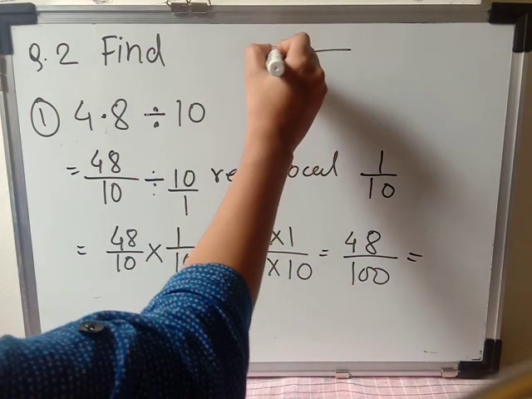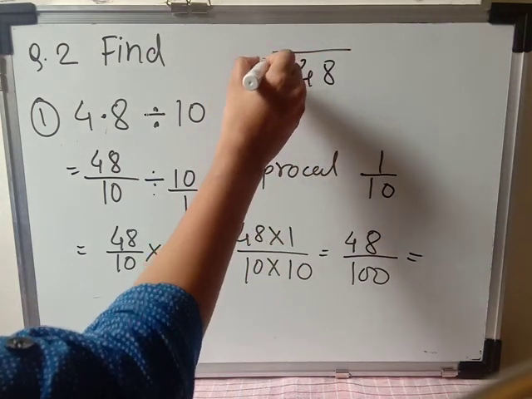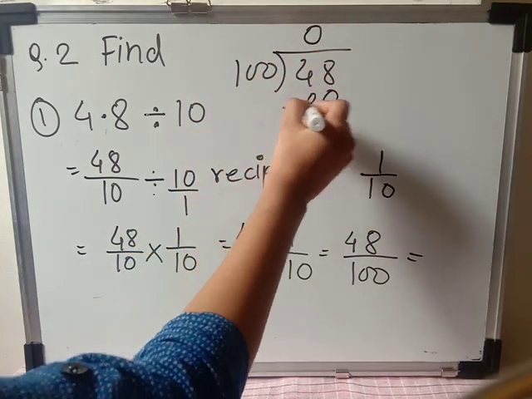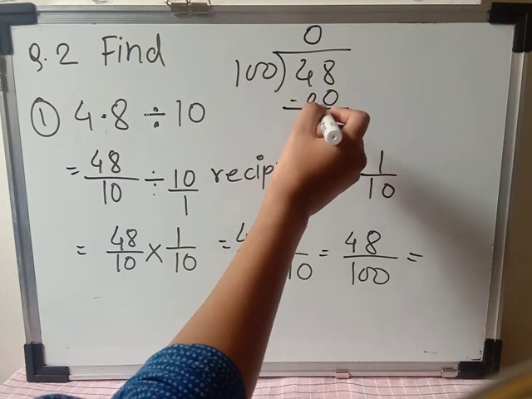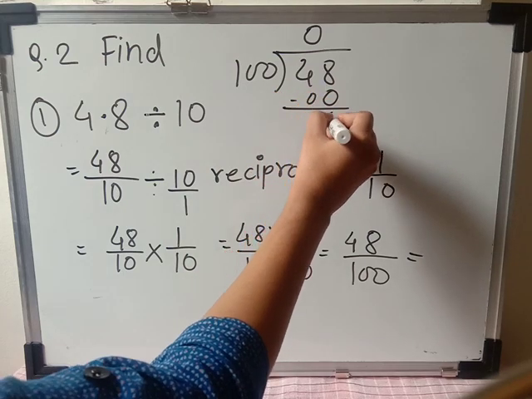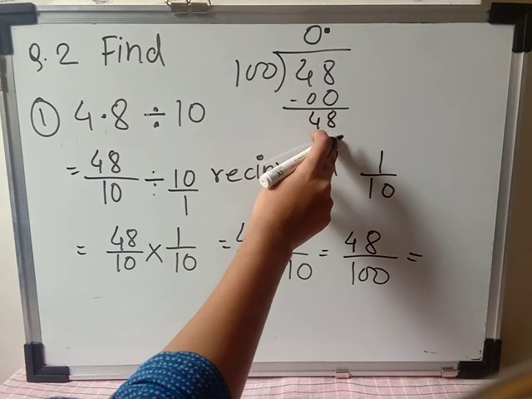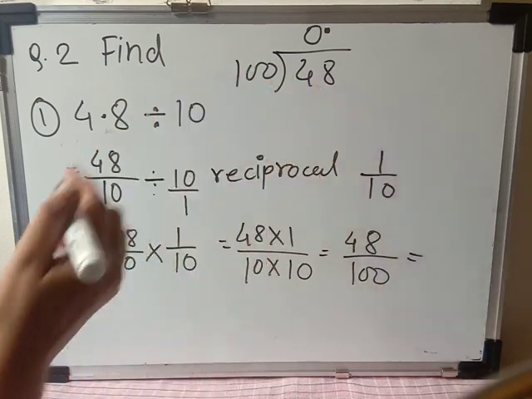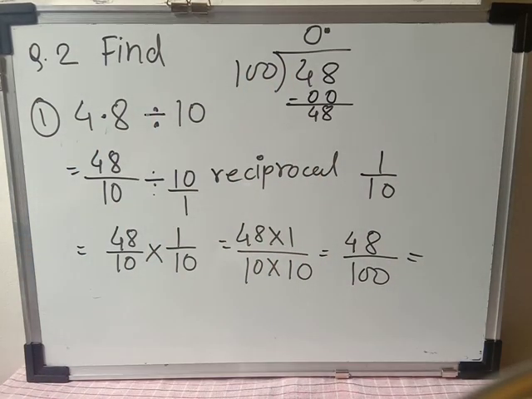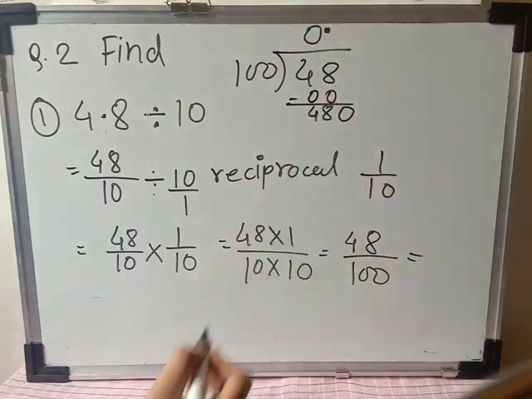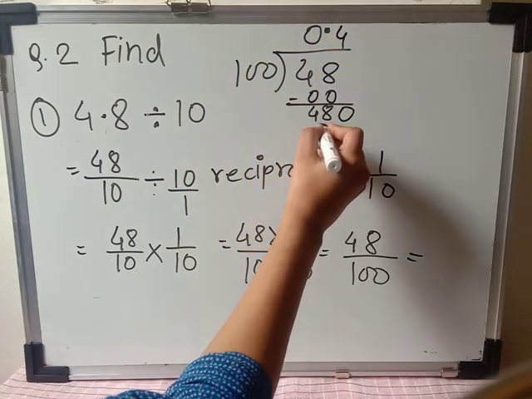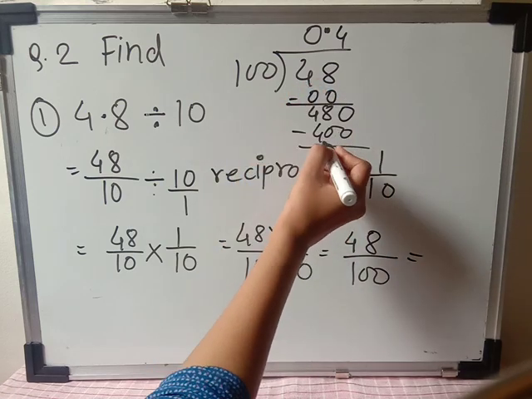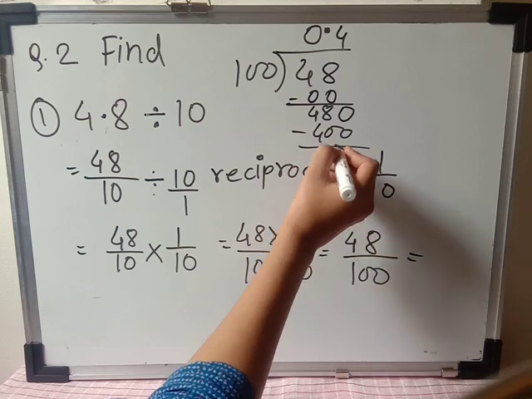I told you how to divide that. 48 divided by 100. We can't divide 48 by 100 directly, so we have to put 0 first. So here we put 0, then 48. Now take the decimal, so we can take a 0. 100 fours are 400. Subtract from 480. So 4 minus 4 is 0, and 80 will come.